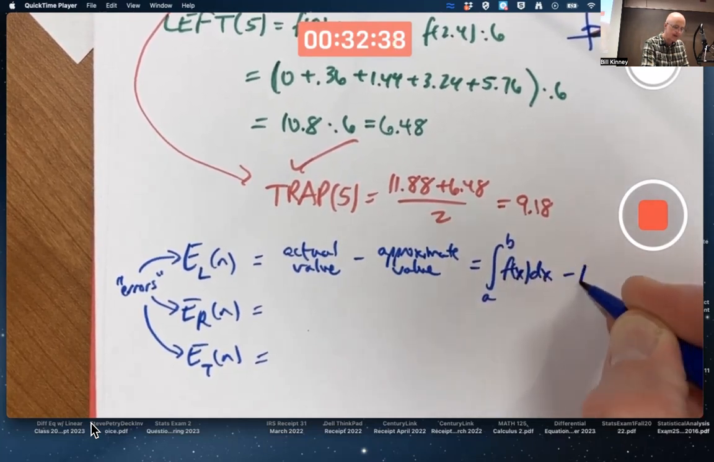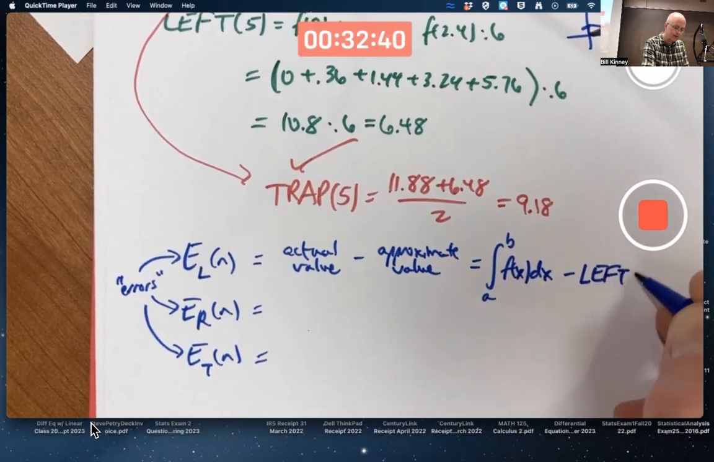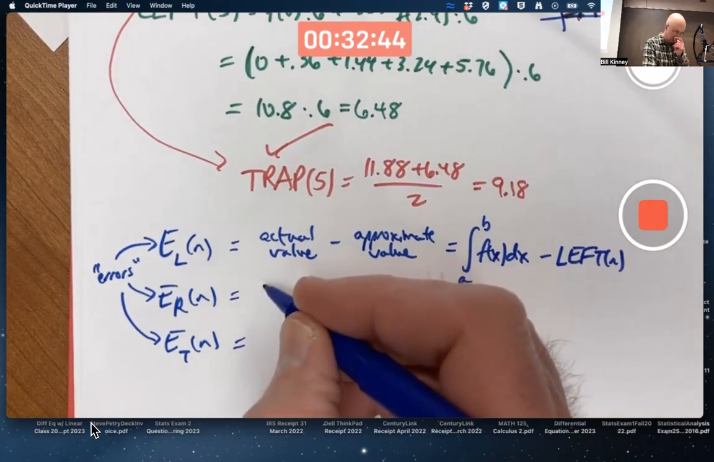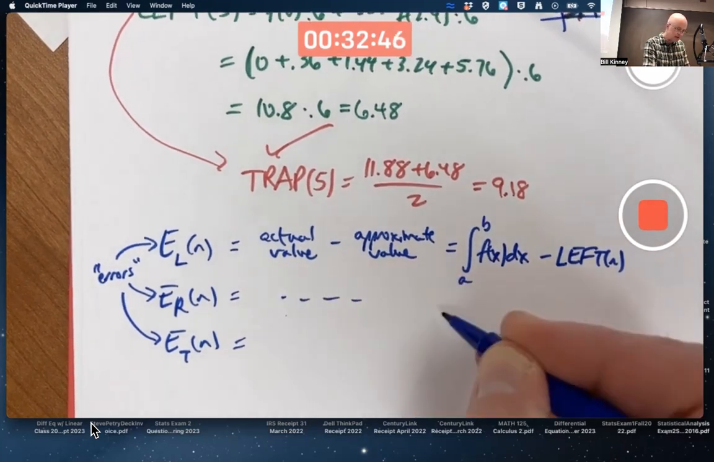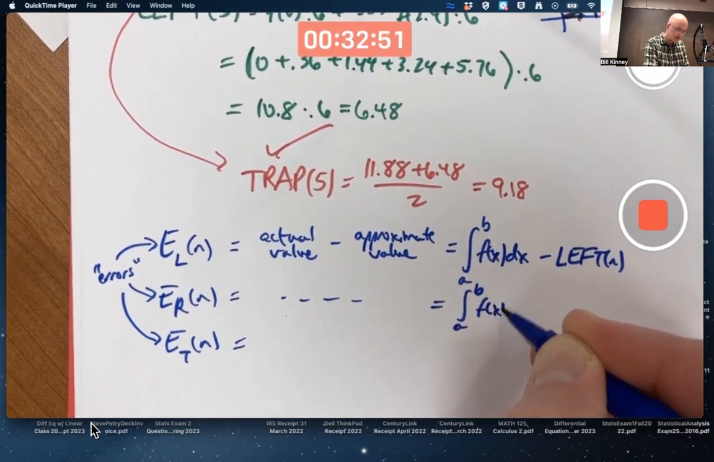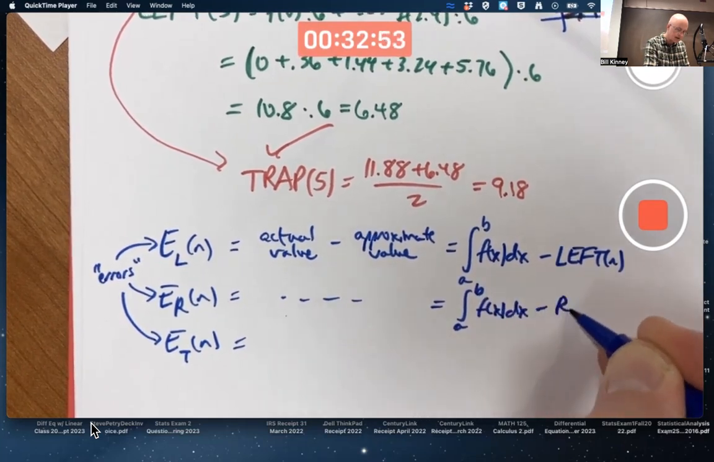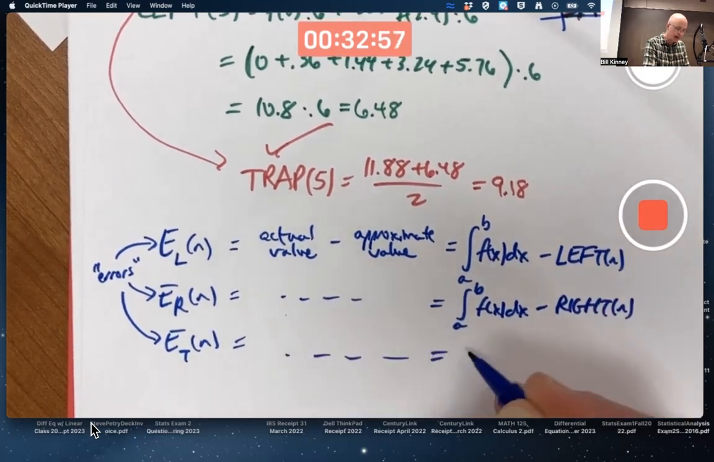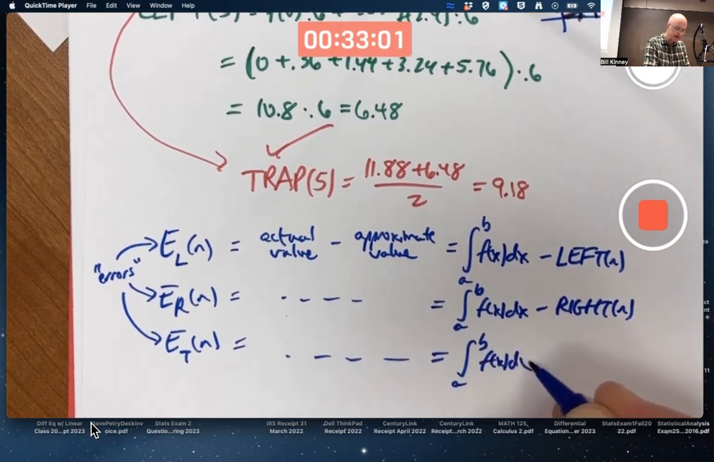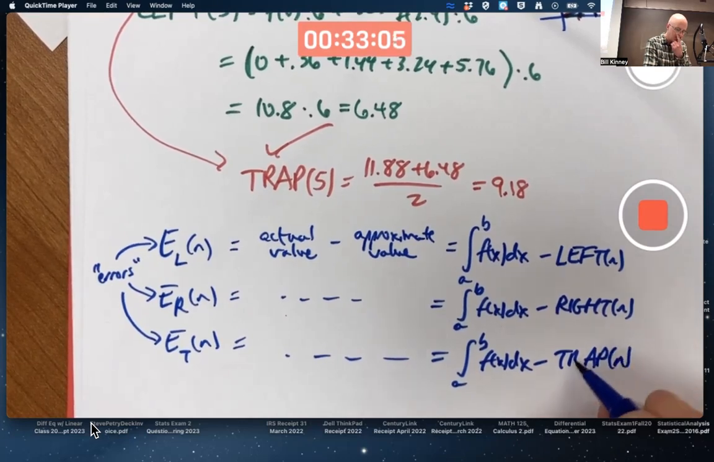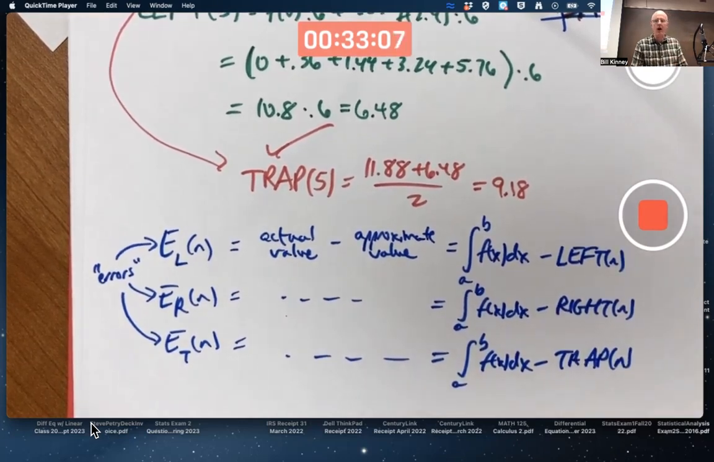And the approximate value is going to be the approximation you get from the left-hand rule in this first case. In the second case, it's going to be the approximation from the right-hand rule. And in the third case, it's going to be the approximation from the trapezoid rule. Now I'm writing the integrals in these formulas because that's what these errors are.